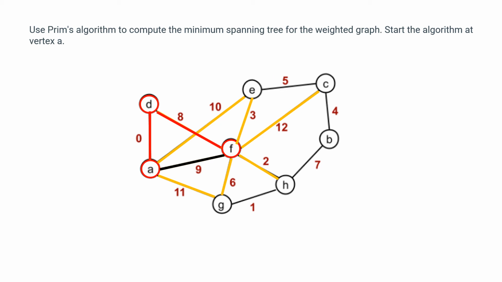Now we'll see of those, which is the smallest, and looks like 2 is the smallest. So I'll choose that one. So FH is now in there. H is in the tree. And because H is in the tree, we'll see if we have, first of all, if we need to get rid of any candidate edges, and then if we can add some.